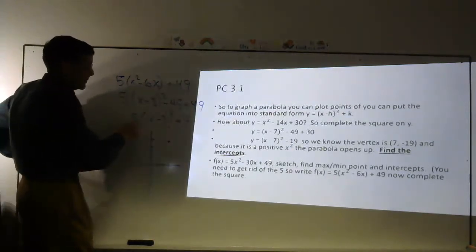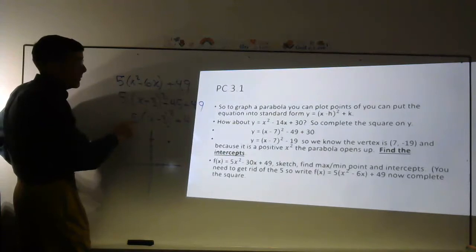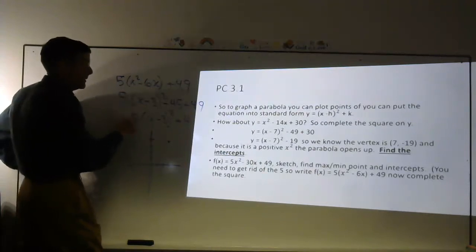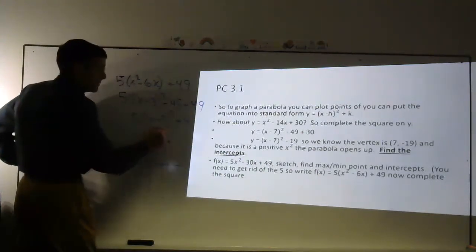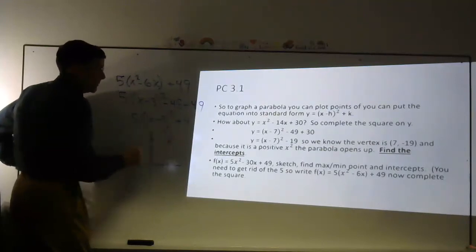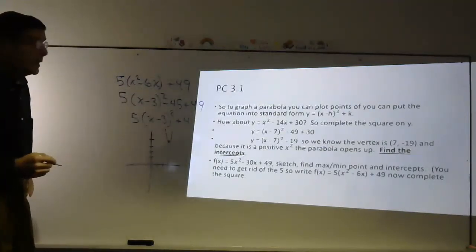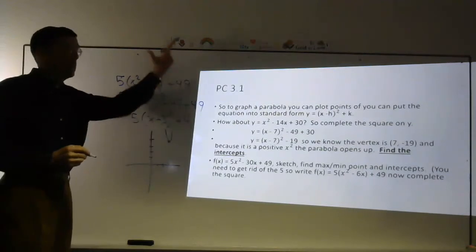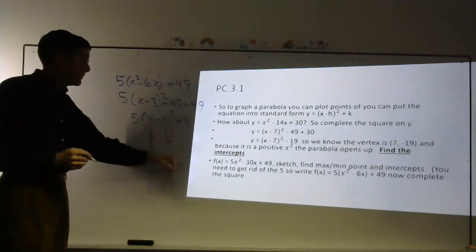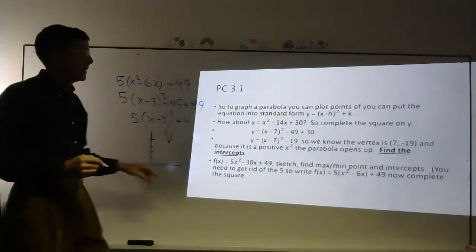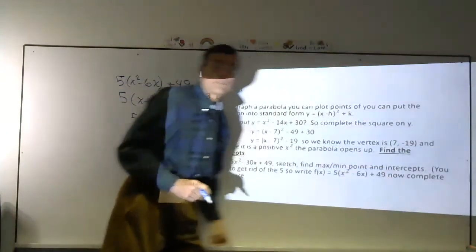We know because of the 5, it's going to be a very narrow parabola, and because it's a positive 5, we know it's going to open up. It's going to be like that, okay? Because it opens up and goes up like this, it's never going to hit the x-axis. So there are no x-intercepts.